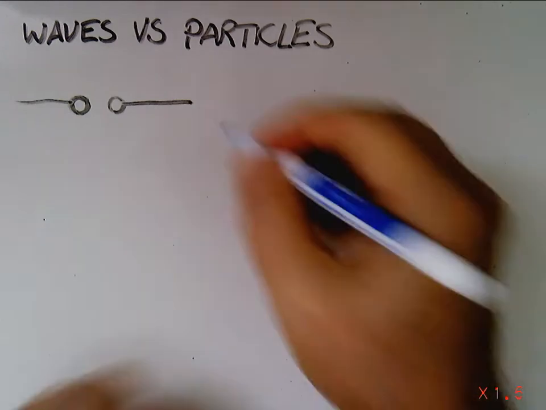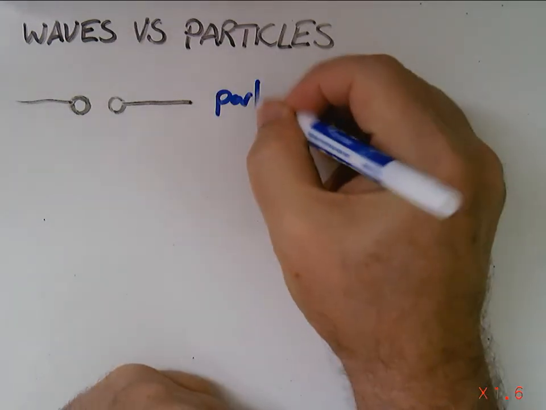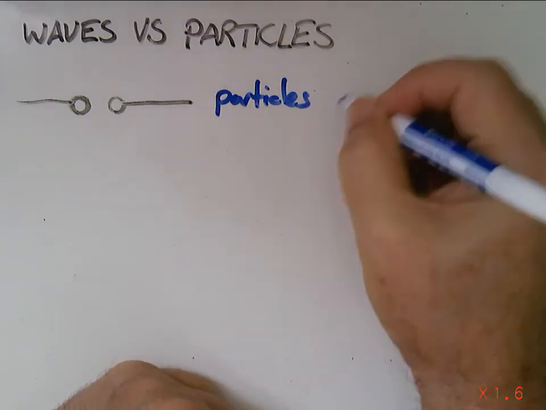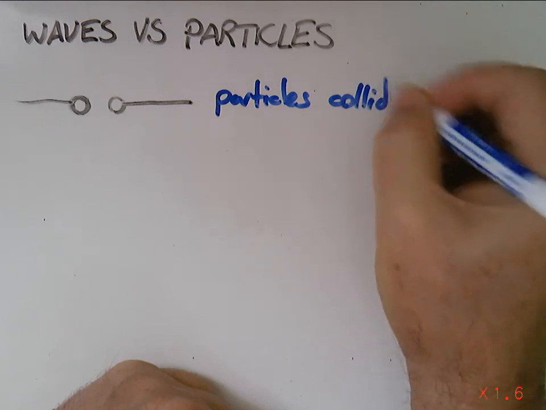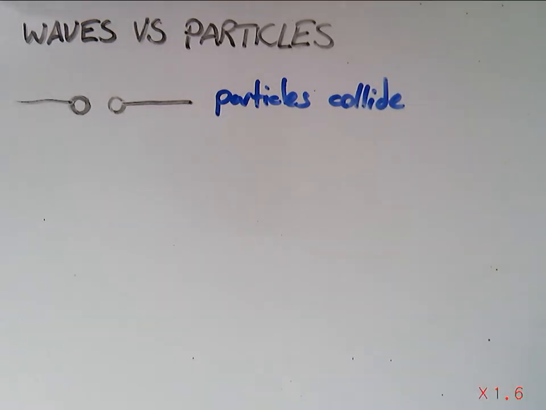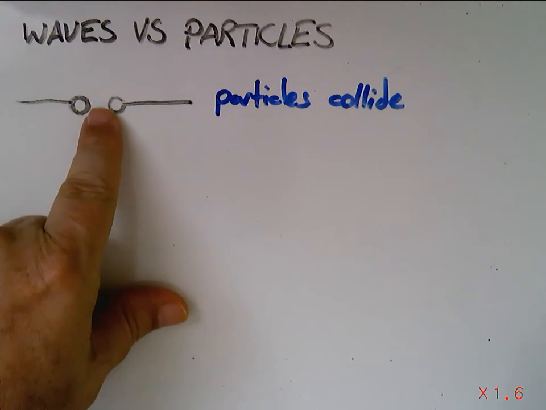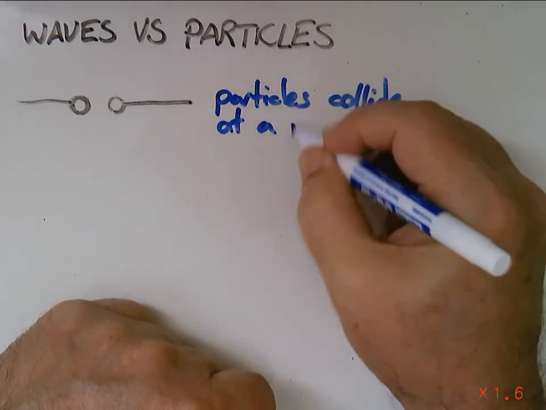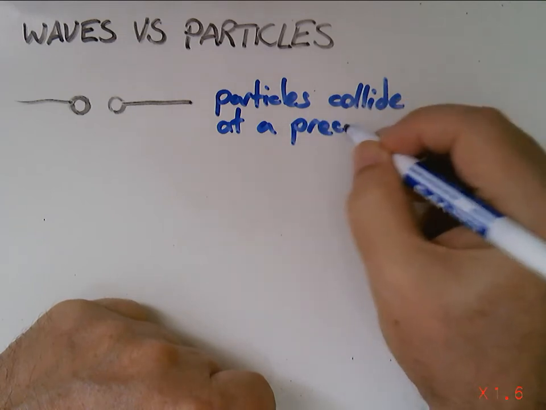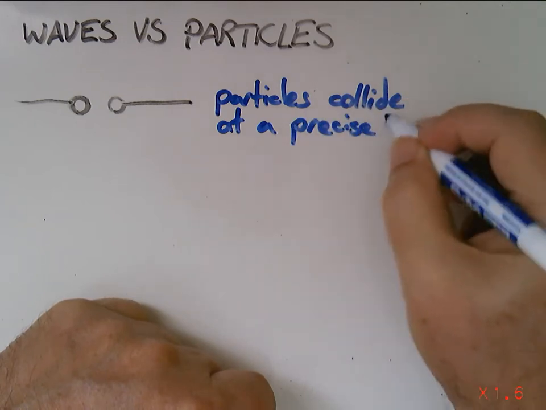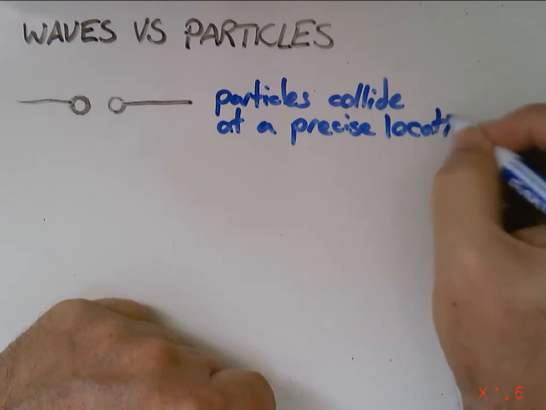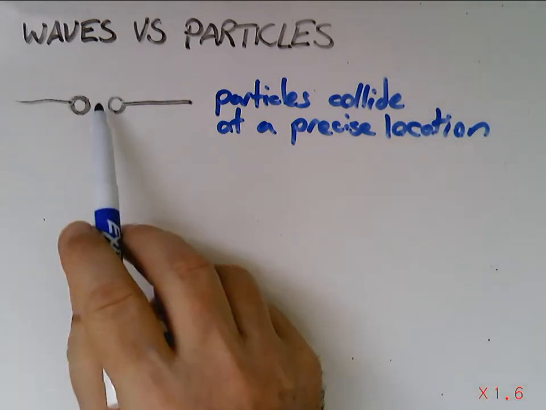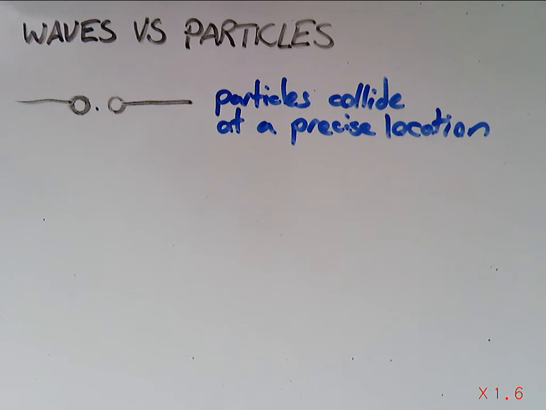Particles collide. And they don't occupy the same space, but when they collide, they're going to do it at a precisely located spot. So you can know exactly where they collide. They're going to hit each other and bounce off of each other. That's a particle behavior, collisions.